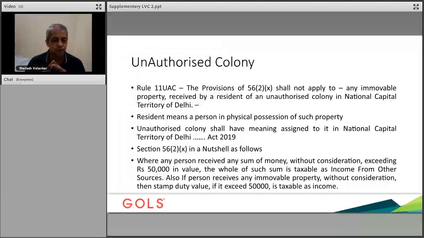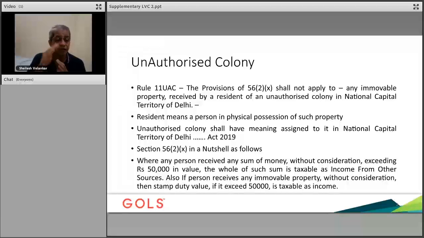What is unauthorized colony? Okay, it is given in Rule 11 UAC of the Income Tax Rules. Unauthorized colony means, the rule says that it shall have the meaning assigned to it in the National Capital Territory of Delhi Act 2019. So I went inside that act to find out the meaning of unauthorized colony. What happens is, there are certain colonies, certain areas in the National Capital Region of Delhi, where proper permissions have not been taken and the people have built their homes.